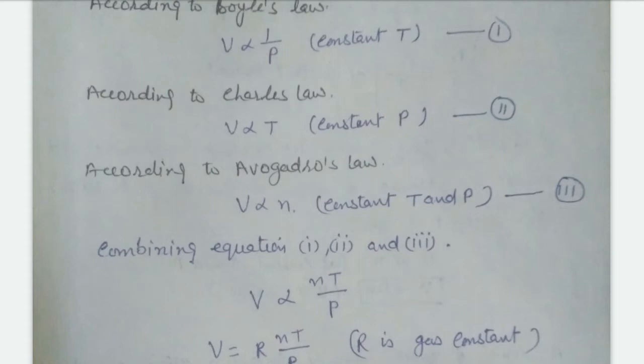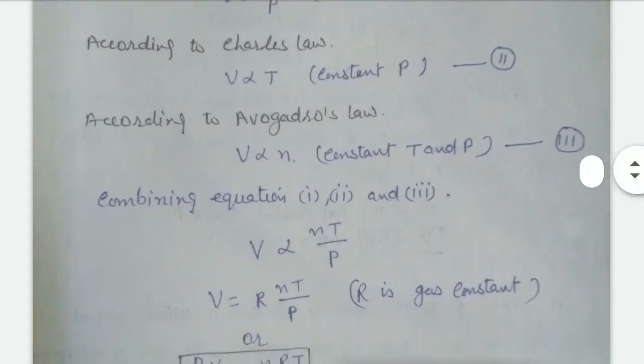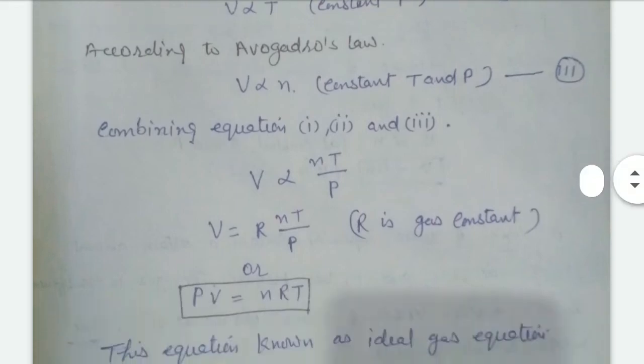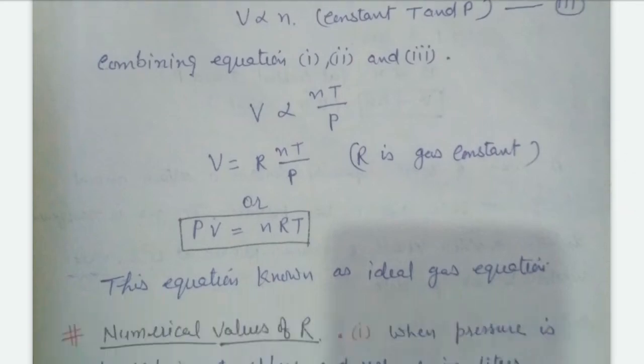V is directly proportional to n. Combine equations number 1, 2, and 3 to form a common equation. V is directly proportional to nT and inversely proportional to P. It is clear that V is directly proportional to nT and inversely to P, and forms V equals R nT upon P, where R is the gas constant. This equation is rearranged to form PV equals nRT. This equation is known as the ideal gas equation.